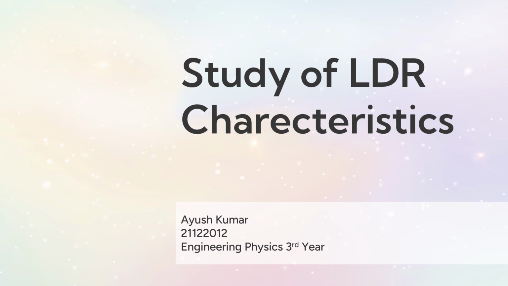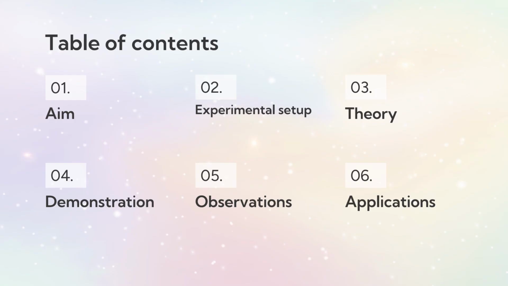Today I am going to talk about one of our experiments of Applied Instrumentation Lab, that is study of LDR characteristics. So I will cover the entire explanation of this experiment in the following way. First I will talk about the aim of the experiment. Then I will explain the experimental setup. Then I will explain the theory of LDR. Then I will show you the demonstration of this experiment. Then I will show you my observations. And finally, I will talk about some of the applications of LDR.